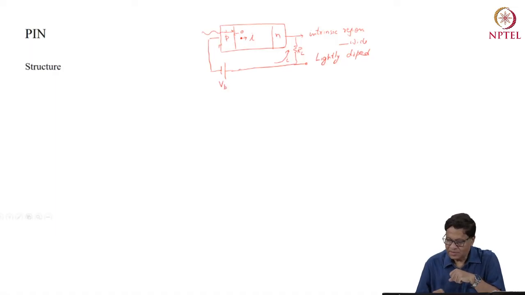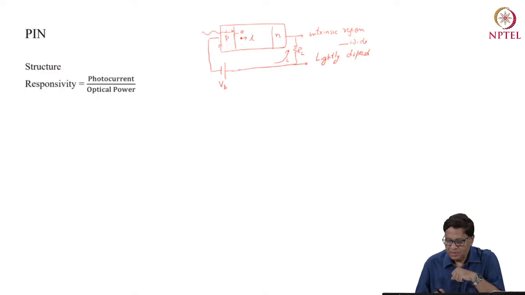So this is the basic structure of a PIN diode, and the I region is kept wide because we want the photon to have maximum chance of getting absorbed inside the intrinsic region, hence producing electron hole pairs. If it is narrow, probably the probability that it generates electron hole pairs is less. So that is why it is kept wide. So this is the structure of a PIN photodiode.